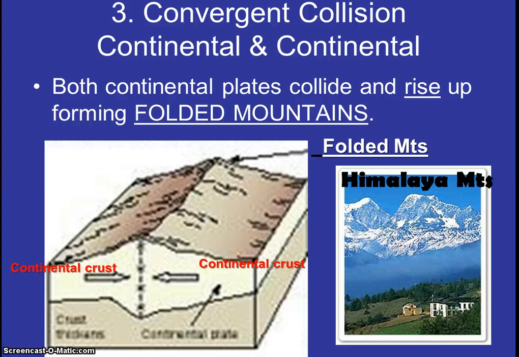Now we have the convergent collision of continental and continental. Now we have no subduction here because you have big, thick crust. So instead of one going on the other, they slam into each other and they buckle and fold the crust, like our Appalachian Mountains formed this way when Pangea was created. Also, the Himalaya Mountains are forming when India broke free and moved up to the Eurasian continent and slammed into that continent. And those mountains are still building today.